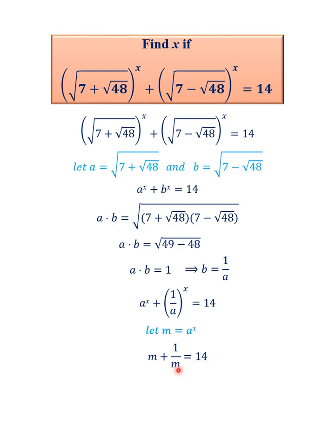To remove this m from the denominator, we multiply through this equation by m, so that we have m times m to give us m squared plus m times 1 over m will give us 1 equals 14m. This is already a quadratic equation because the highest power of the unknown here is 2. Let's write it in the proper form. By bringing this 14m to the left-hand side, we're going to have m squared minus 14m plus 1 equals 0. So let's solve this quadratic equation.